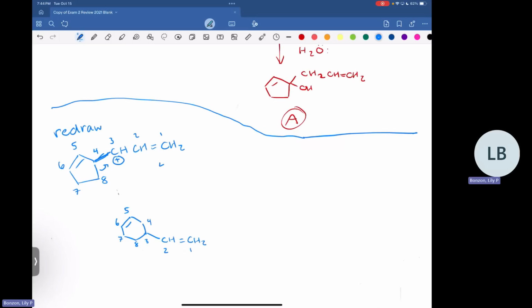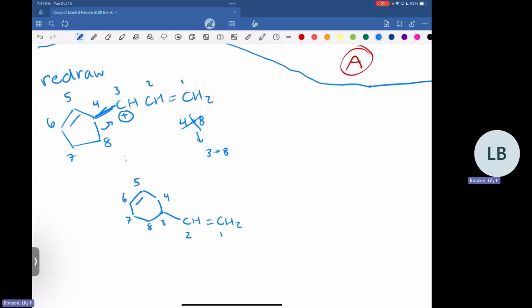We went from a bond between 4 and 8 to a bond between 3 and 8. So we broke this bond. 8 still has a bond attached to one of those. Here it's attached to carbon 4, here it's attached to carbon 3. Carbon 3 went from positive to neutral because it gained a bond. So 4 is going to be where our new carbocation is, because it lost the bond to 8. So that's what we lost right there.